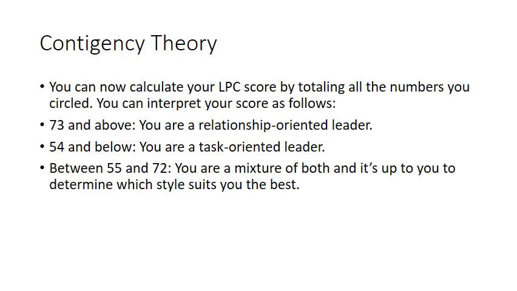The next step is to calculate your LPC score by totaling all the numbers you circled. You interpret your score as follows. If it is 73 and above, you are a relationship oriented leader. If it is 54 and below, you are a task oriented leader. And if it is between 55 and 72, you are a mixture of both. It's up to you to determine which style suits you best. Understand? I hope it is clear.